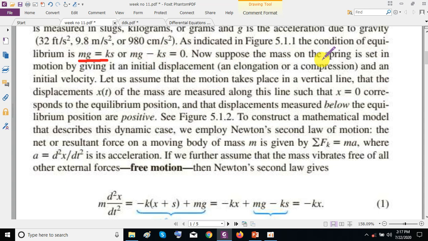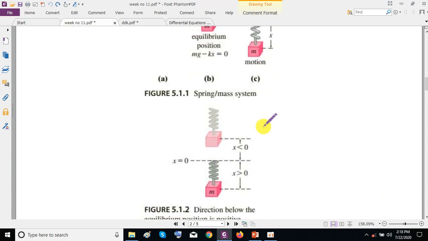Now suppose the mass on the spring is set in motion by giving it an initial displacement, elongation or compression, and an initial velocity. Let us assume that the motion takes place in a vertical line, that the displacement x(t) of the mass is measured along this line such that x equal to 0 corresponds to the equilibrium position, and displacements measured below the equilibrium position are positive. See figure 5.1.2.